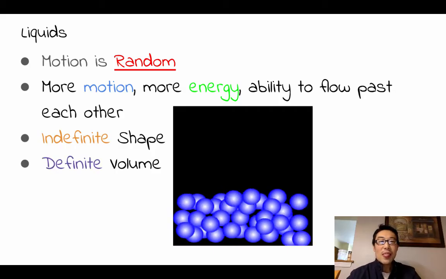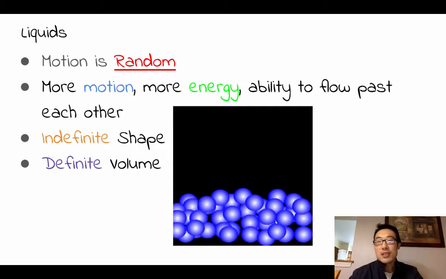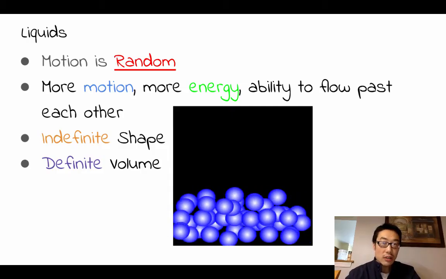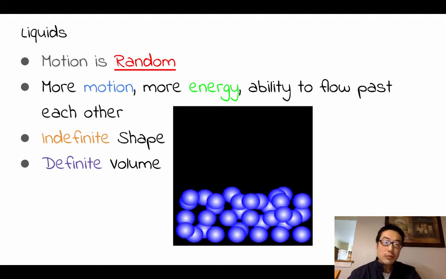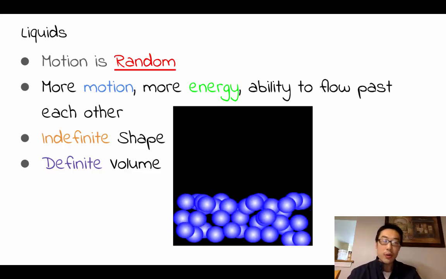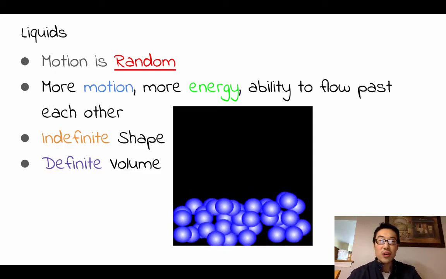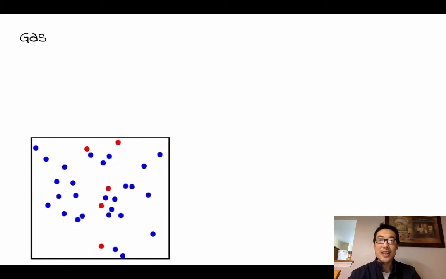Liquids have a definite volume. What that means is if we pour a liquid into a graduated cylinder or any measuring device, we can measure the volume of the liquid. And here we can see the image of liquids, molecules just moving all over each other.